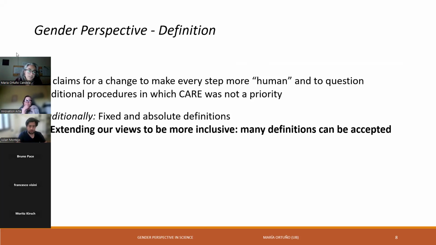The opposite of this would be extending our views to be more inclusive. So there are different ways to understand gender perspective. For instance, for me, it's the claim to change science to be more human, taking care of people, taking care of the way we know, we work together, we do things. This is including a gender perspective, because caring is something very associated with women, with the culture of women, taking care of people and all the details.